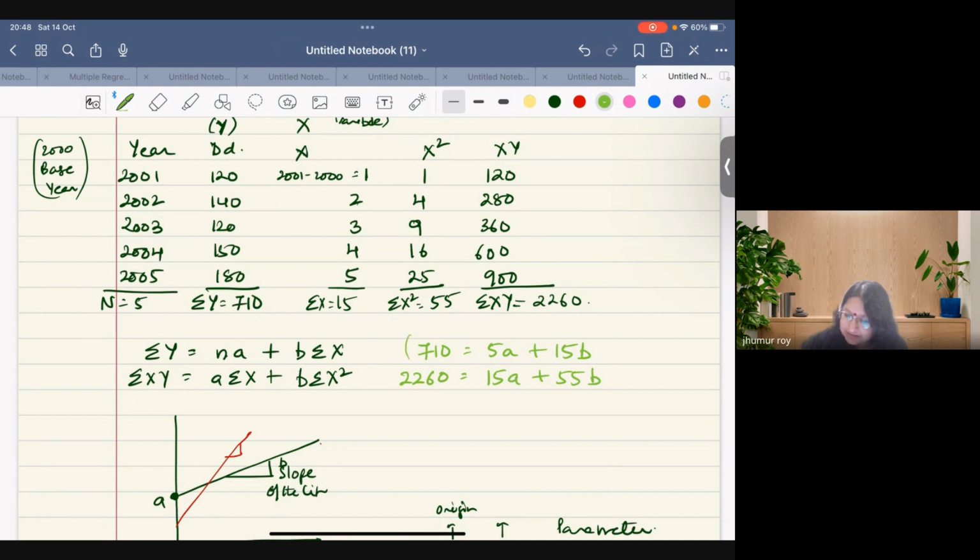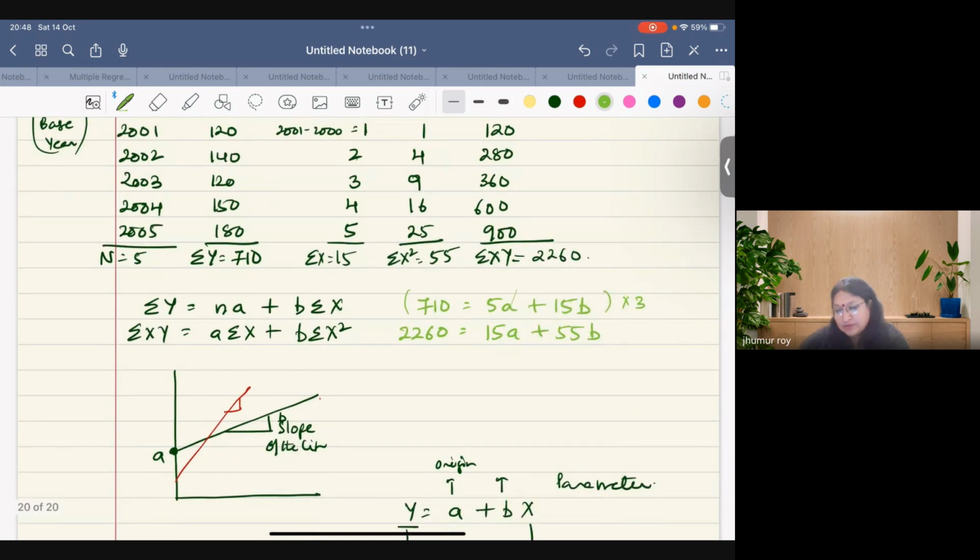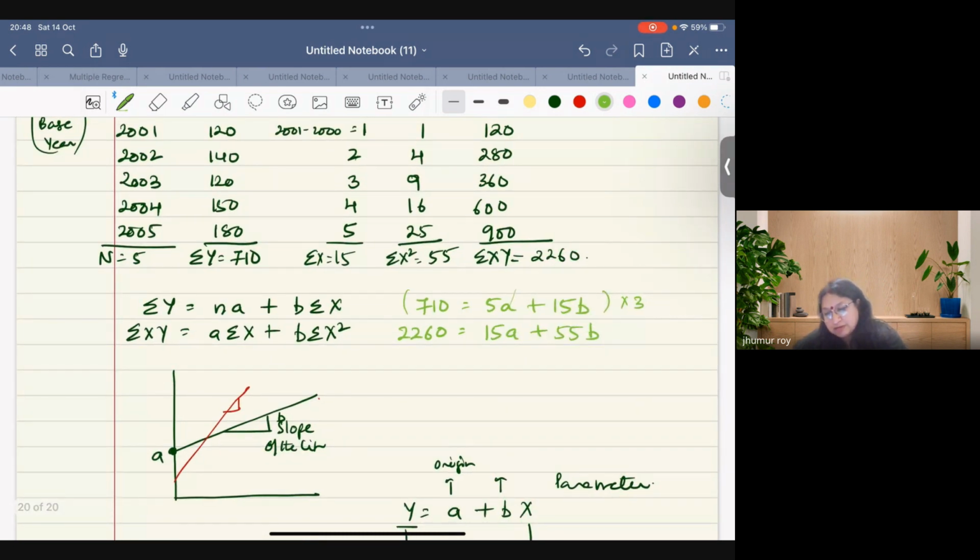So if you multiply this equation by 3, you will get a common factor. You will be able to subtract out A, and you will get the value of B. So if you multiply this first equation by 3, you can get the common term of 15, which you can subtract out, and then you can find out the value of A and B. I'm not solving it so much because we are a little short of time also. So I'll just try to finish this.